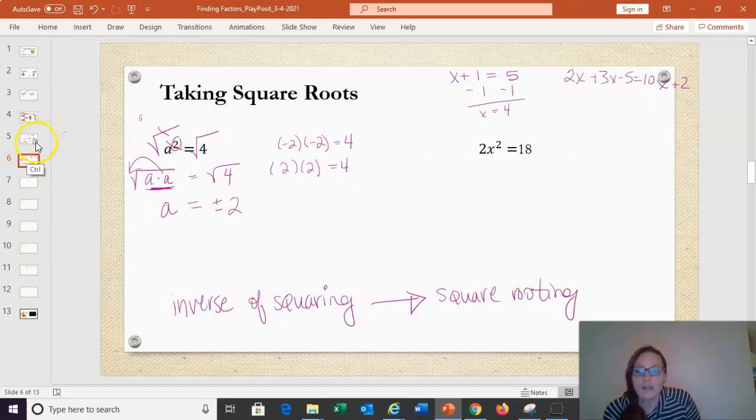Just like we saw in those graphs that cross the x-axis in two places.